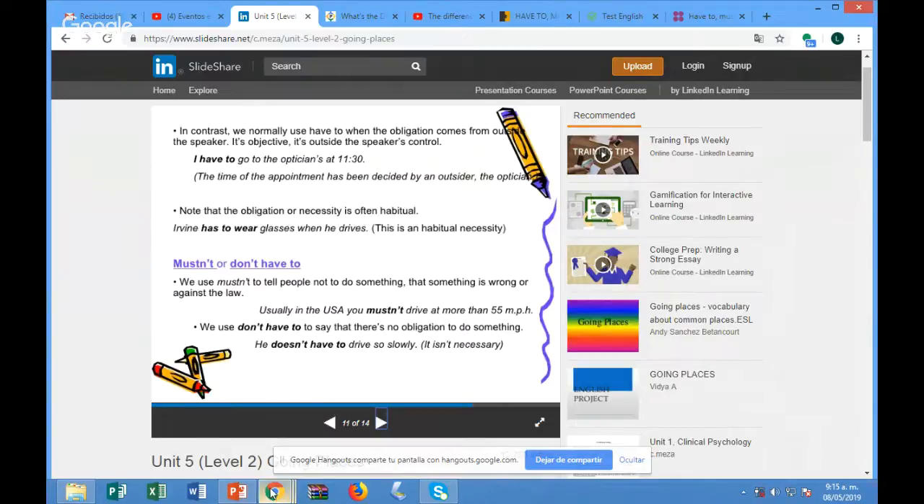Mustn't or don't have to. So this is the topic for today. We use mustn't to tell people not to do something, that something is wrong or against the law. Usually in the United States, you mustn't drive at more than 55 mph. We use don't have to to say that there is no obligation to do something. He doesn't have to drive so slowly. It isn't necessary.